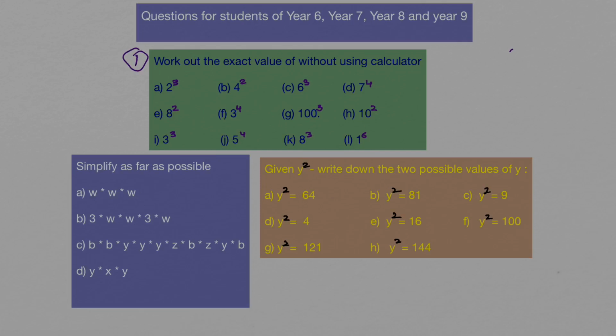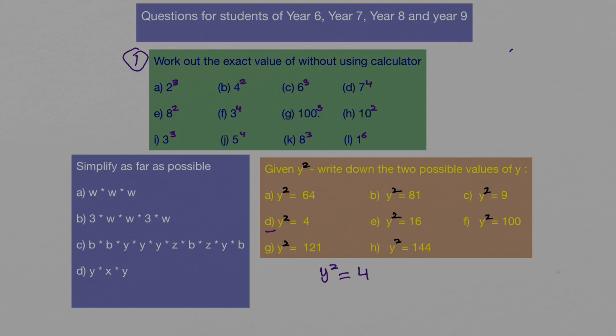But still on the square root, this is on the square. They're saying given y square, write down the 2 possible values of y. Like I told you before, the square root has 2 possible values. So in this one, let's say if I take y, this question, y square equals 4.